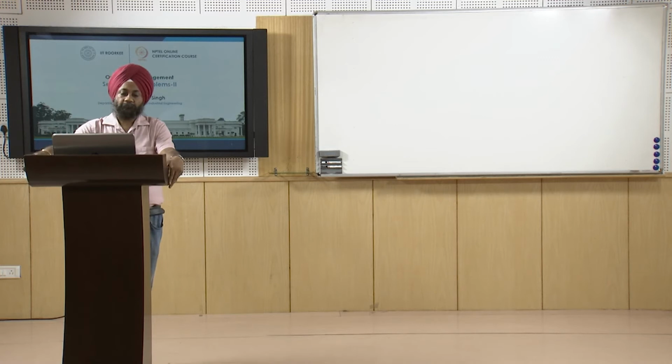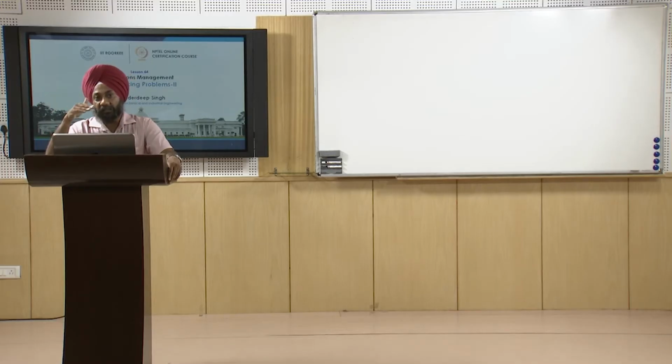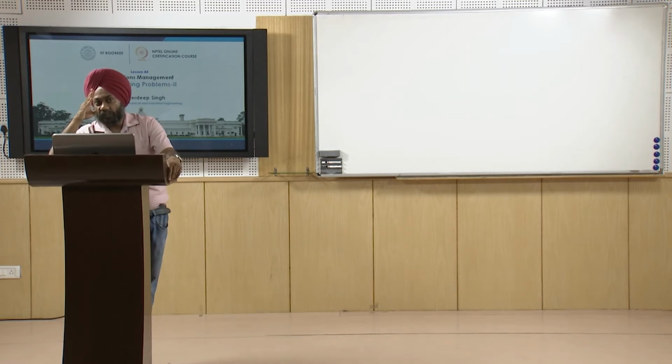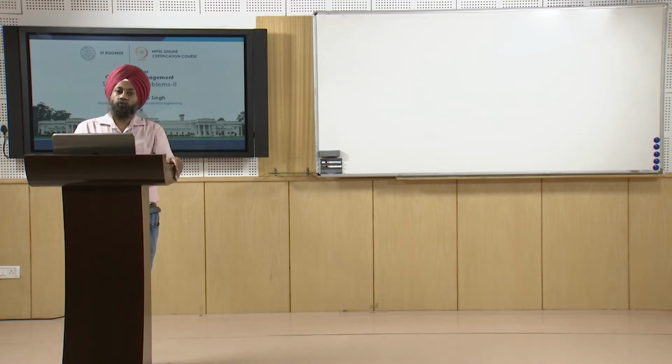satisfied. So condition 1: the smallest processing time on machine 1. In column 1, whatever the minimum value is, it will be specific to a particular job, and it must be greater than or equal to the largest processing time on machine 2. We are not currently considering the third column, that is for machine 3. We are focusing only on the first 2 columns, that is the processing times for the jobs in column 1 for machine 1, and the processing times for all the jobs in column 2 for machine 2. So we are focusing on column 1 and column 2, and the column 1 minimum value, suppose it comes for job C. So the shortest processing time in column 1 is for job C. It must be greater than or equal to the largest processing time on machine 2.